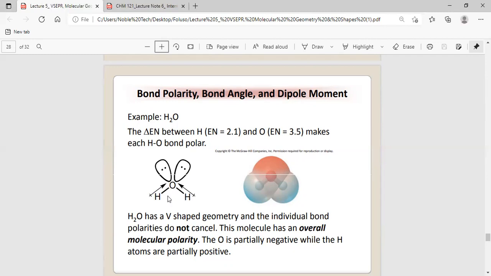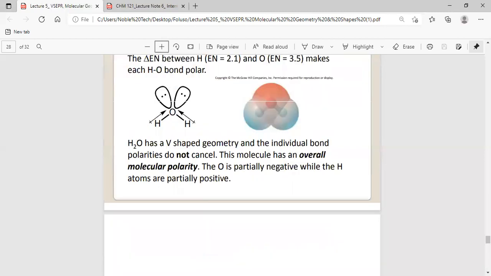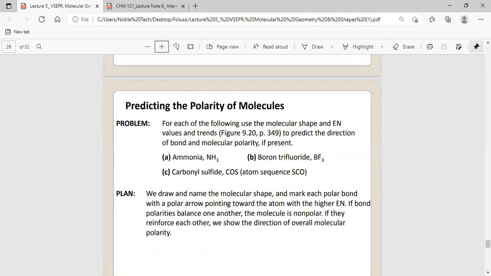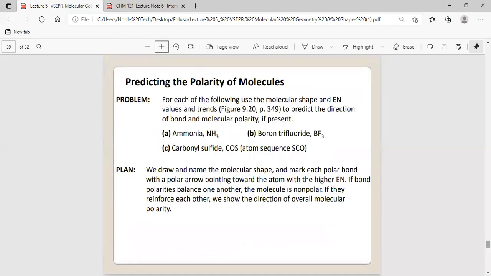So the geometry plays a significant role in determining the dipole moment of any compound. This molecule has an overall molecular polarity because there is no cancellation of the dipole moment as you move from one bond to the other. So as an exercise, we can predict which of the following will be polar. We have ammonia, boron trifluoride, and carbonyl sulfide.